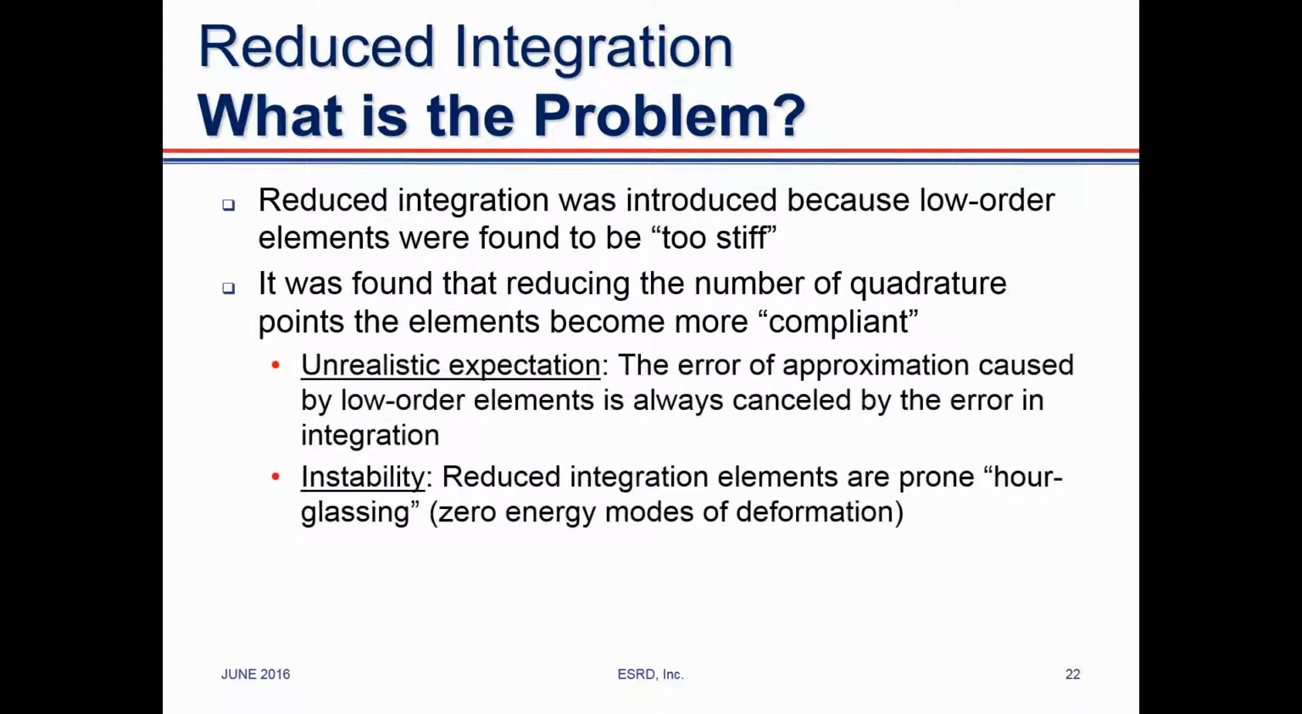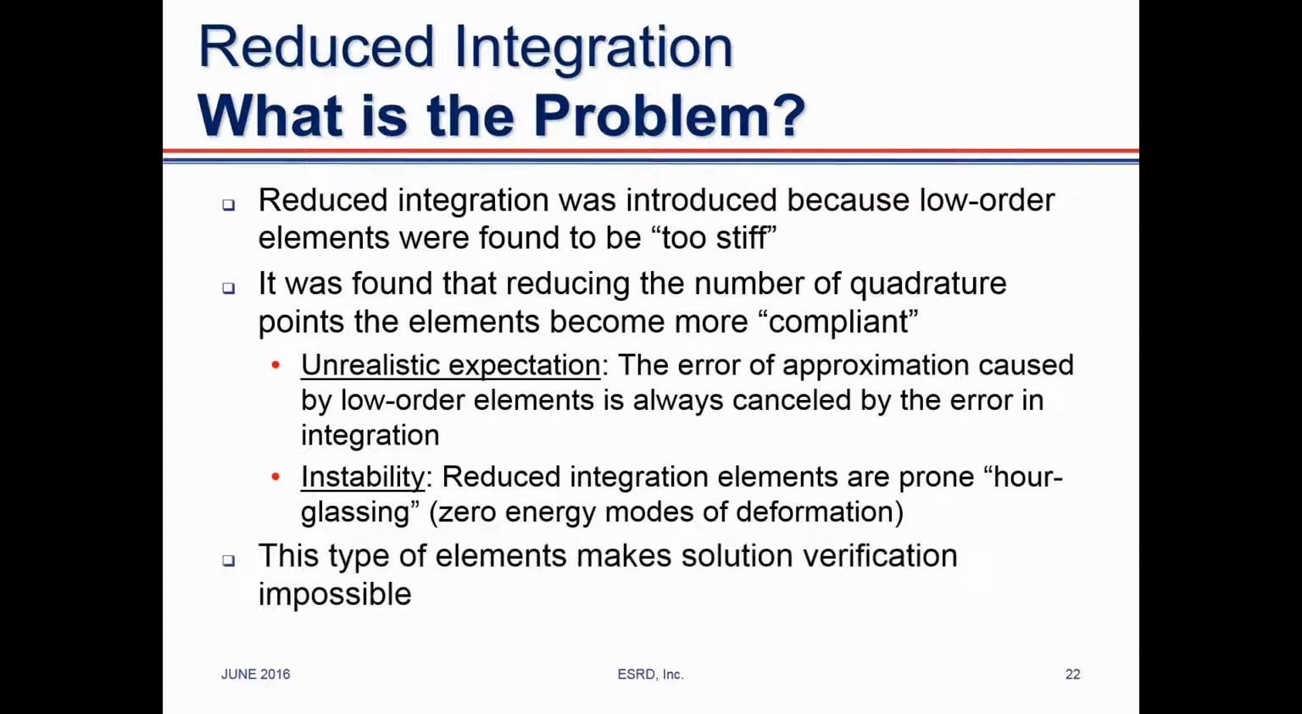So here is where there is an unrealistic expectation. The reason why the structure was too stiff is the error of approximation caused by low-order elements. And reduced integration was considered to be the solution because it was assumed that the error produced by the low-order elements would always be cancelled by the error of integration, which is really an unrealistic expectation. An additional problem with reduced integration elements is instability, because they are prone to a phenomenon known as hourglassing, which are zero-energy modes of deformation. Unfortunately, this type of element makes solution verification impossible.